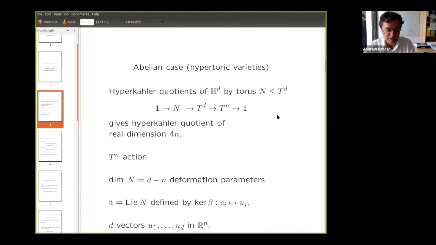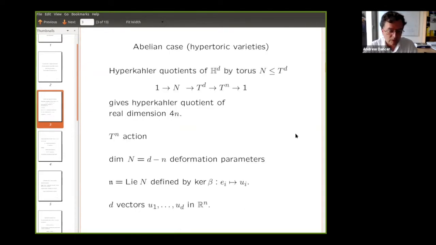So how does this fit into the duality picture? Well, we have a Tn action, so n parameters for the symmetry, and how many deformation parameters do we have? Well, we're hyperkähler reducing by a d minus n dimensional torus, so we have basically d minus n deformation parameters if we deform in a way so as to preserve the circle action.